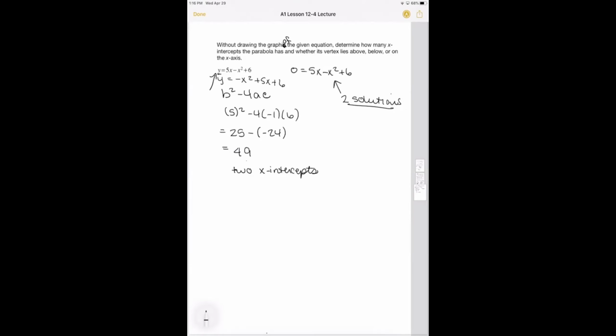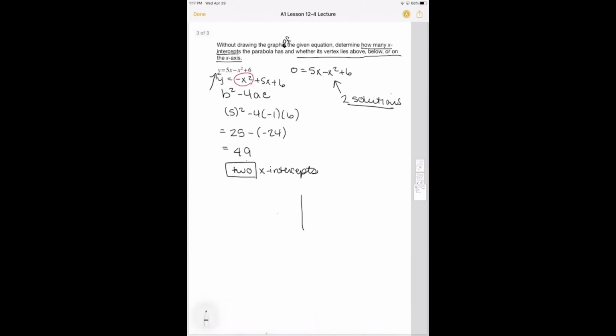So all you'll have to do is just write the word 2. That's it, okay? But we're talking about the intercepts. It says how many x-intercepts. Okay, now this is the interesting part. Whether its vertex lies above, below, or on the x-axis. Okay. Now, here's what we have to look at. In this equation, y equal to, my x squared term is negative. Well, what do you remember about that when we look at a graph?